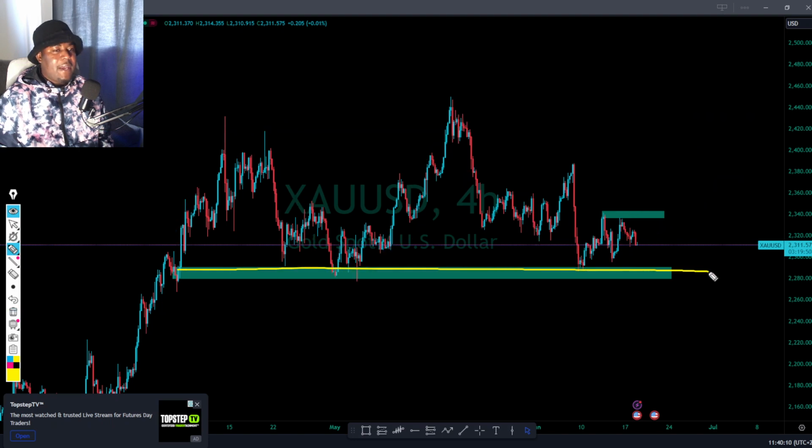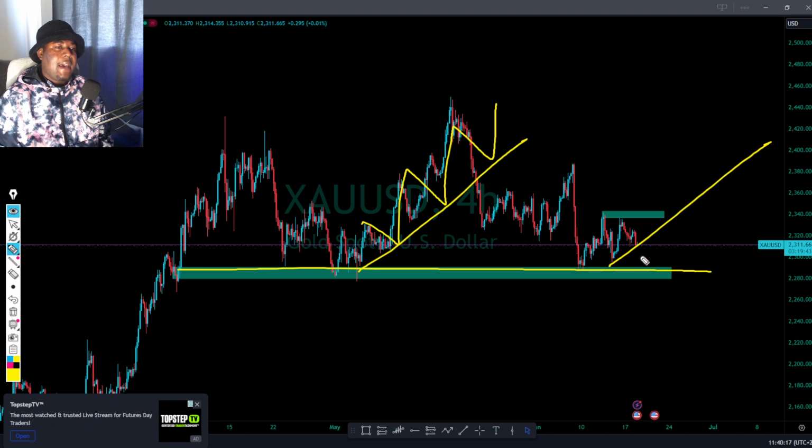So at the moment, we have this nice support area. So I'm expecting to see something like that. We had something like that previously. So it might actually continue like that, if it does continue like that, as we have this support area.